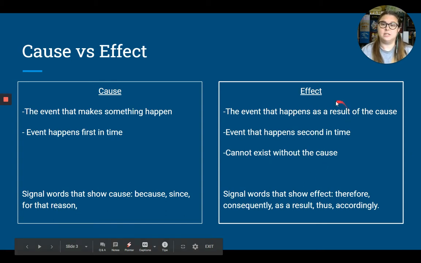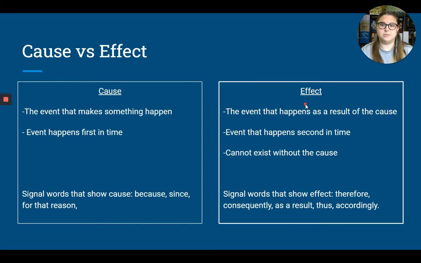Now, effect, on the other hand, is kind of the opposite, but it follows along. Effect is the event that happens as a result of the cause. This event would not happen if you did not have the cause. Because of that, it happens second in time. And like I said just a second ago, it cannot exist without the cause. This is the most important part, is that these two ideas, cause and effect, are tied together. They're always linked up. You cannot have an effect if you do not have a cause. You can have lots of events, but they have to be related to one another.